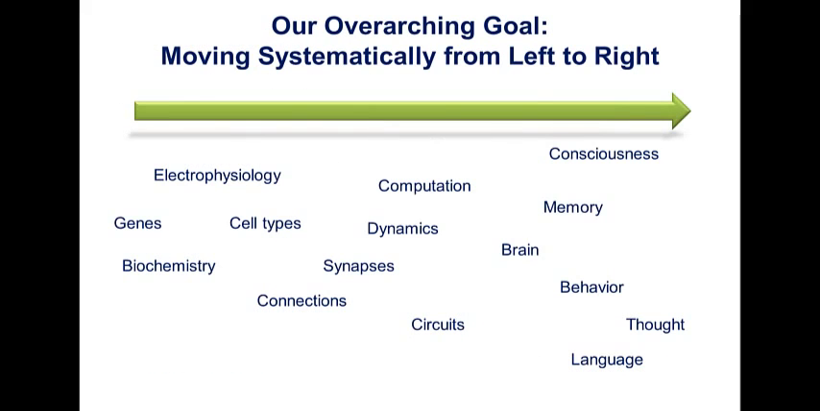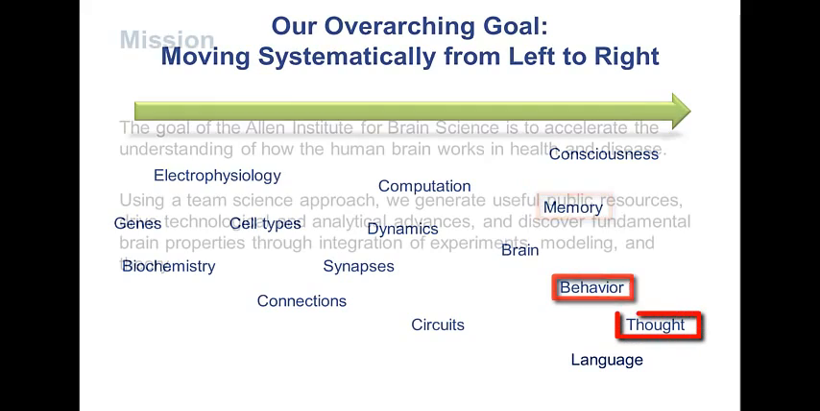So at the Allen Institute, our overarching goal is to understand the brain. We are doing it systematically. So we started with genes, right? We've started to get into cell types and connections. We're looking at computation, but ultimately we're interested in answering those really fundamental, interesting questions about the brain. You know, what's consciousness and memory and behavior and thought and all of that.